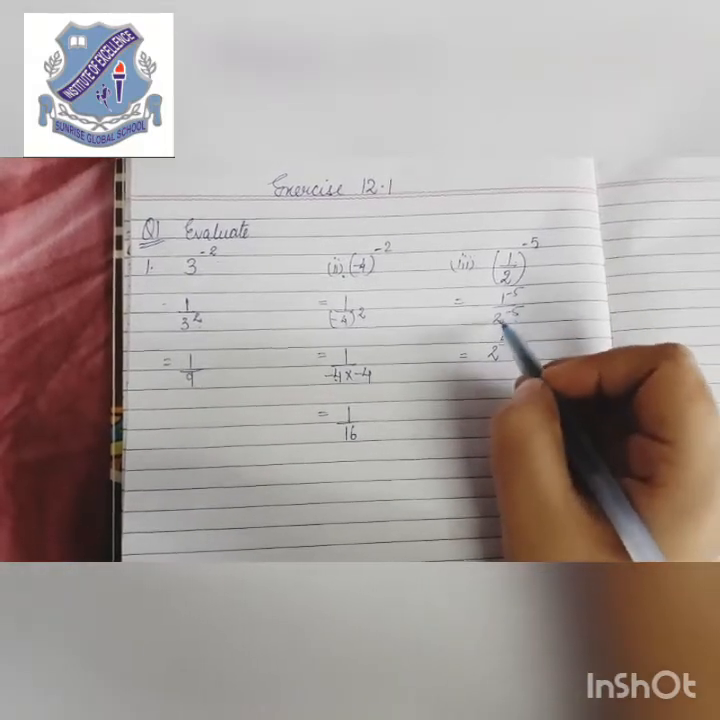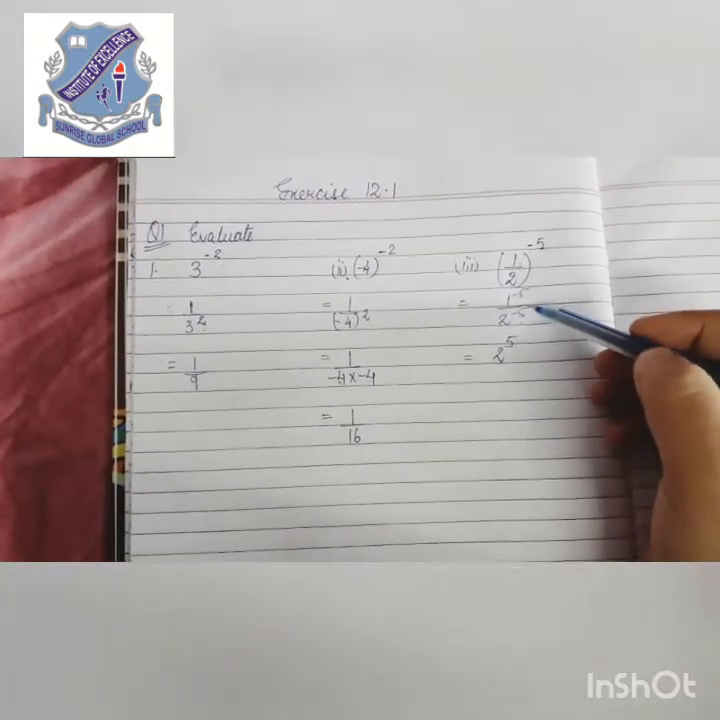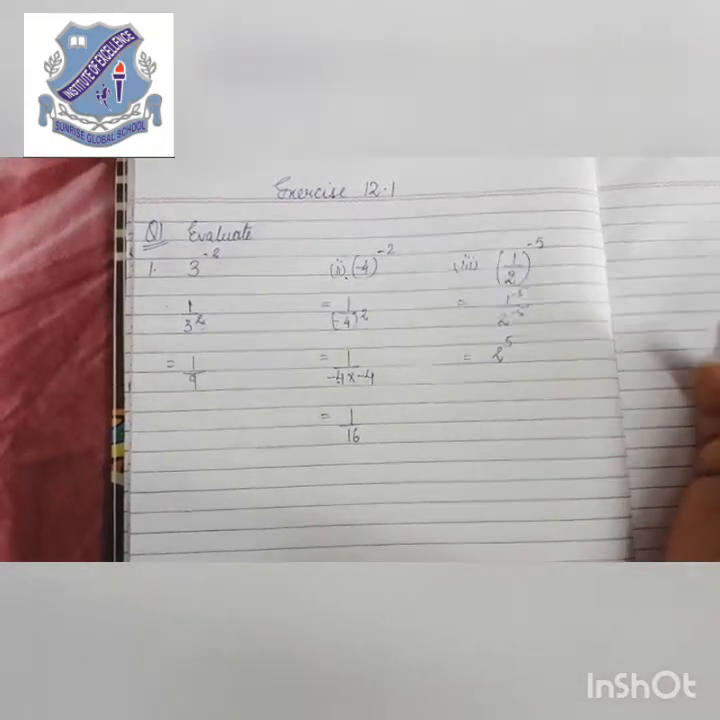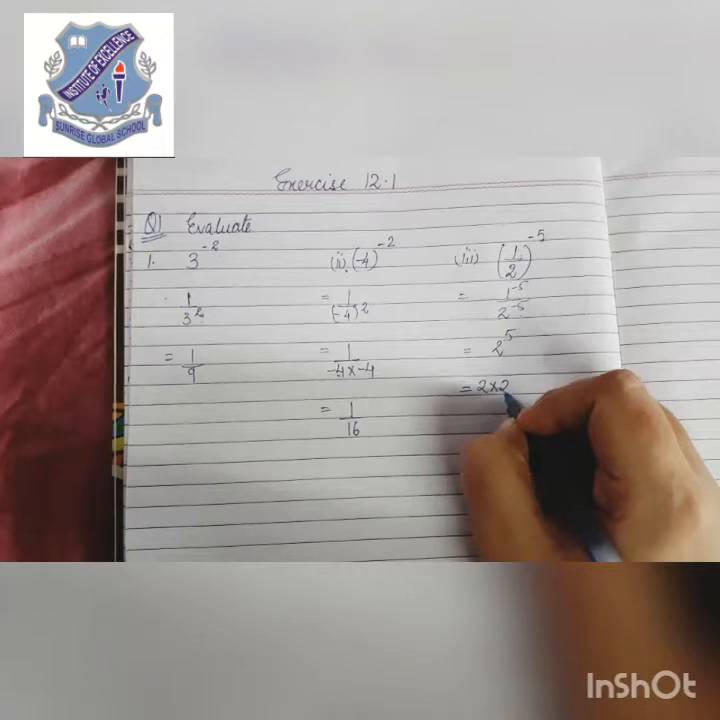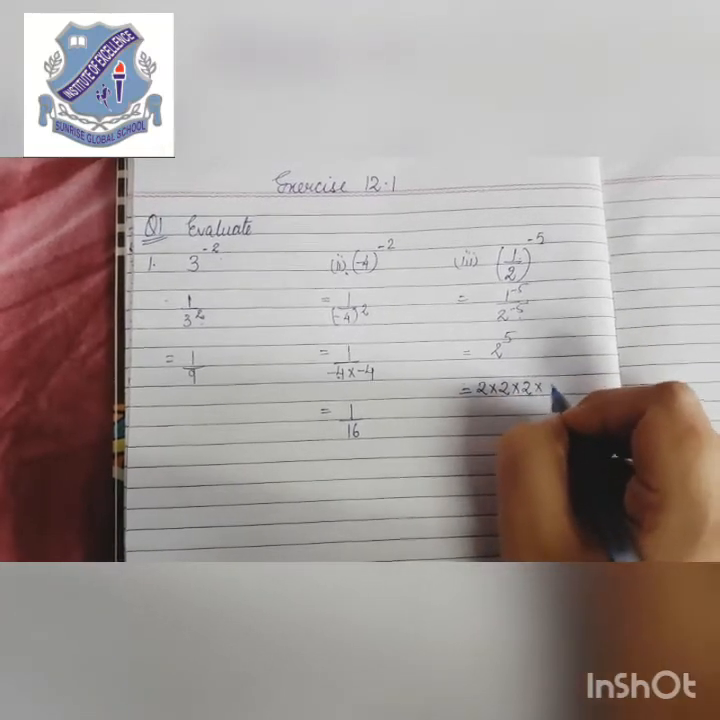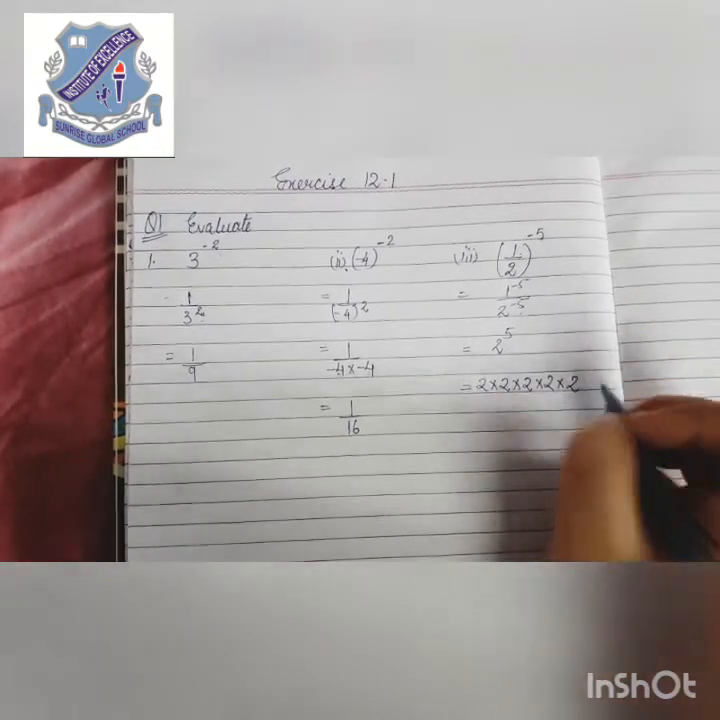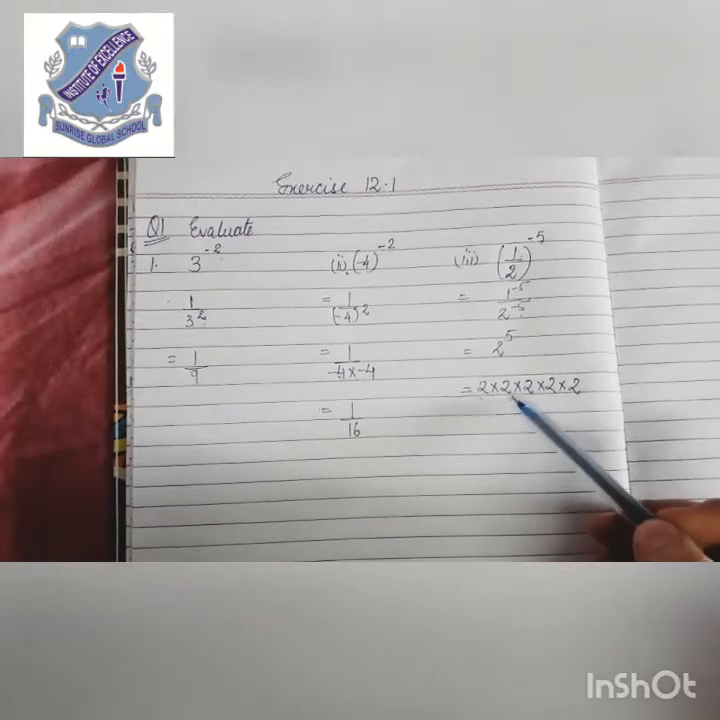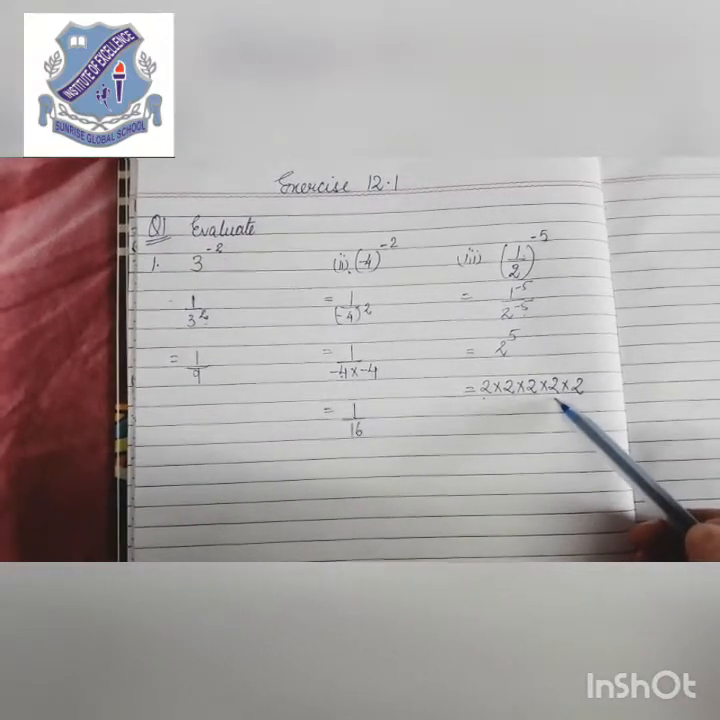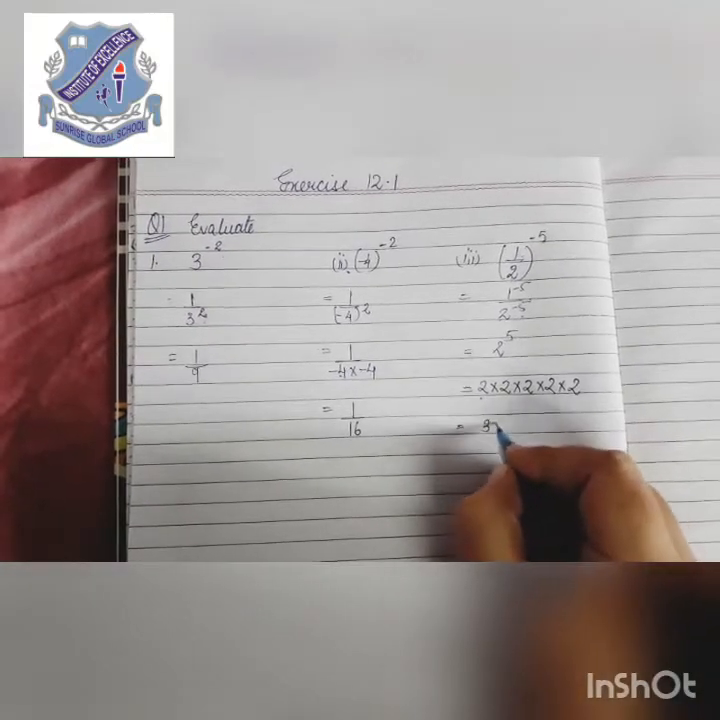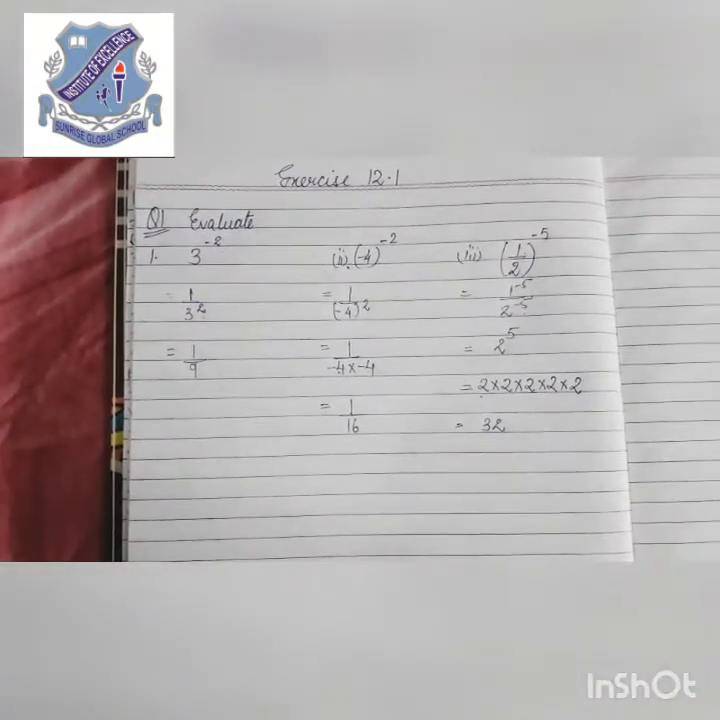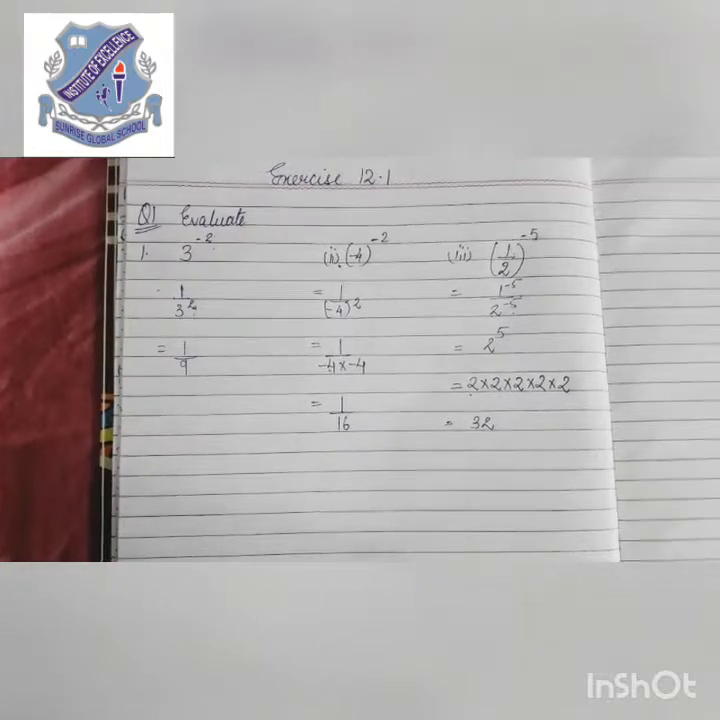Now 1 raised to power 5 will be 1 only, so whether we write it or not doesn't make a difference. Now solving this sum, 2 raised to power 5 means 2 will be written 5 times. So 2 2s are 4, 4 2s are 8, 8 2s are 16, and 16 2s is 32. So your answer is 32. So this is how we'll do this first question.